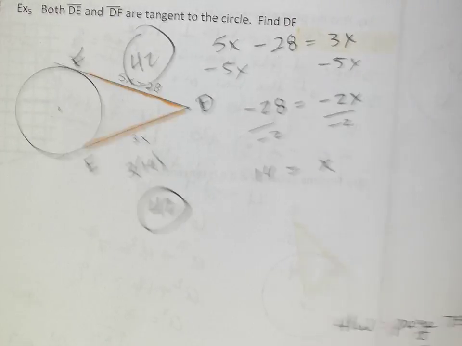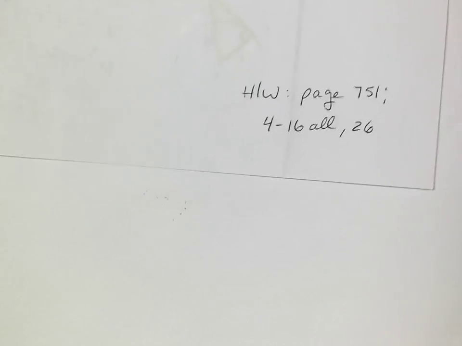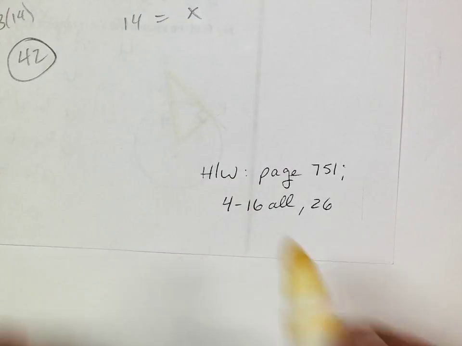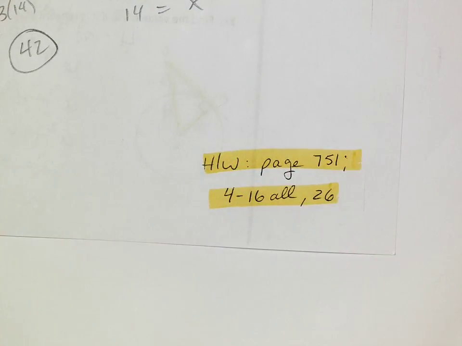Okay, so, easy, right? Homework, page 751. Draw the picture, show the work. Now, if you get it done, we got a good half hour. If you get it done and you want to do your retake or have help with your retake, that's fine. But you got to get this done before you can take the retake. You got to get your homework done first.